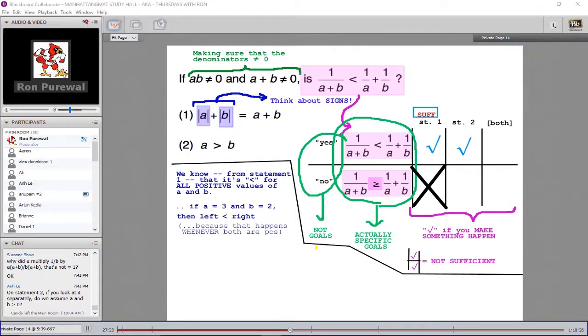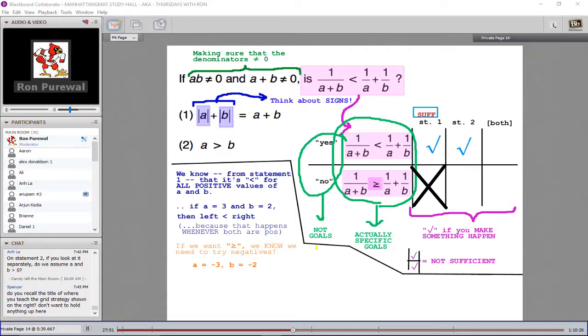So we need to try at least one of them negative. Let's just try negative. If we want greater than or equal to, we know that we need to try negatives because of the outcome of statement one. So let's try the same thing except negatives. So then we have 1 over -5, which is -1/5.